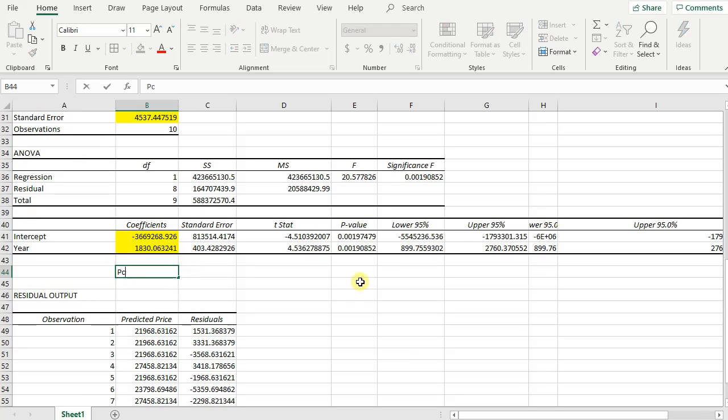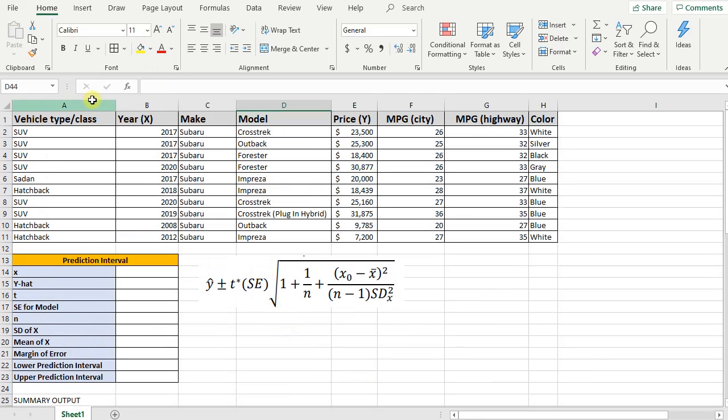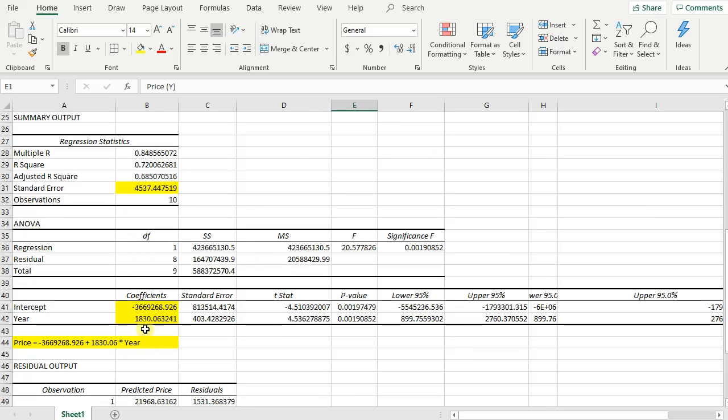They tell me that if I wanted to predict price, it's equal to that intercept coefficient, so negative 3669268.926 plus 1830.006, I'm just going to round that, times year. So this regression, let me move it over, told me this is my model. In a previous video, I already discussed how to do that regression. So I'm regressing year onto price. All right, so I have my regression model.